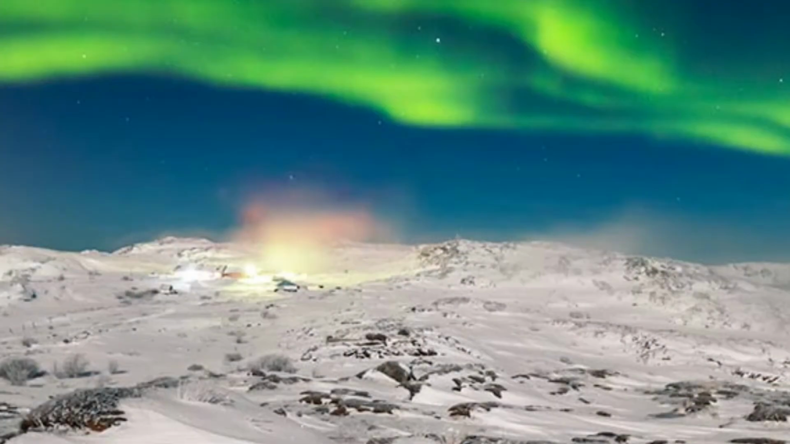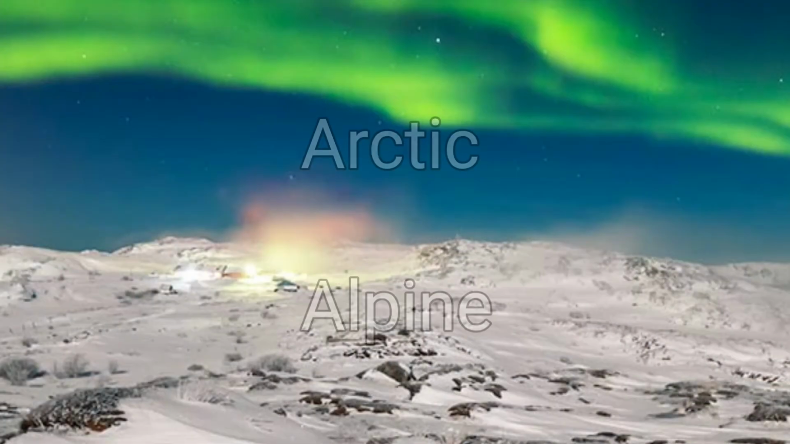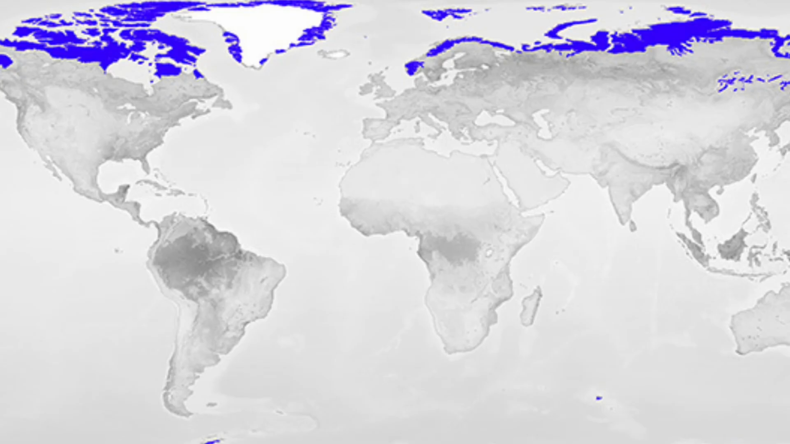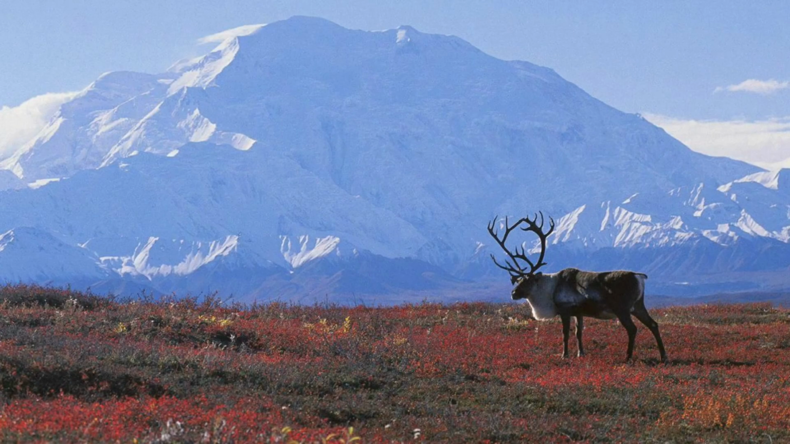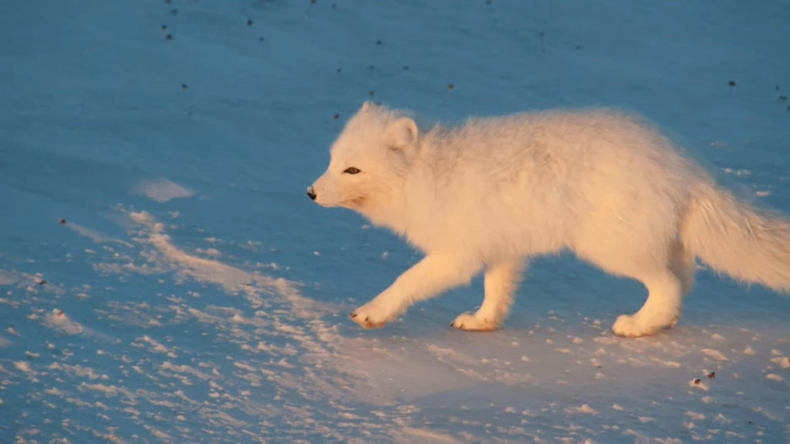There are 2 types of tundra, Arctic and Alpine. The Arctic tundra is found north of boreal forests, and the Alpine tundra is found on mountains where the altitude is too high for trees to survive. Any wildlife inhabiting the tundra must be adapted to its extreme conditions in order to survive.